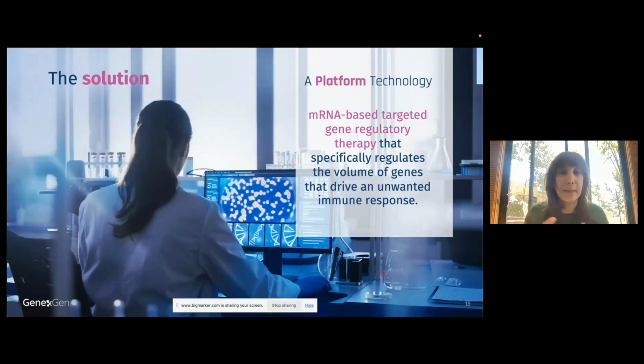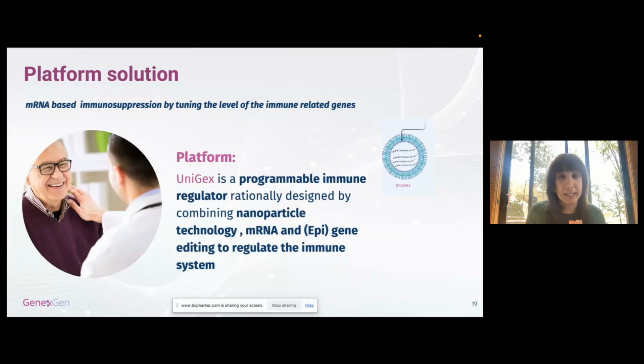Understanding that epigenetic editing can be a very interesting and effective way to regulate genes such as MyD88, we developed a platform technology that combines an mRNA-based strategy with targeted gene regulation to specifically address the immune response against gene therapy. Our platform, as I said, is an mRNA-based targeted gene regulatory therapy that specifically regulates the volume of the genes that drive an unwanted immune response. The reason we are focusing on mRNA is mostly because of its cost and scalability.